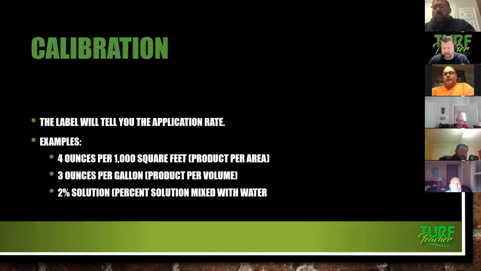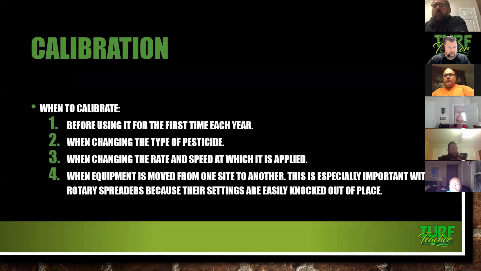I love breaking down our properties to the 1,000 square feet blocks. It's just a whole lot easier. I can calculate exactly the chemical based on breaking it down. If we got 23,000 square feet on a site, I'm like, we got 23 1,000 square foot blocks. You may see it in 3 ounces per gallon. That's product per volume. And then you may see a 2% solution, percent solution mixed with water. Well, you got to find that on the label. And we need to read these labels every time we go out. We need to keep them in the vehicles.